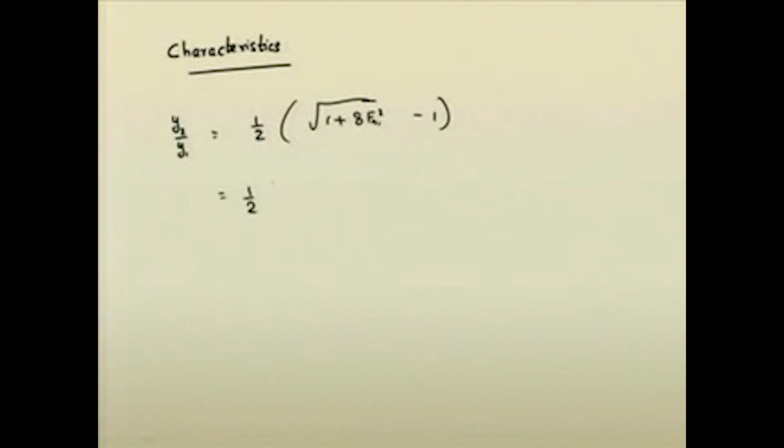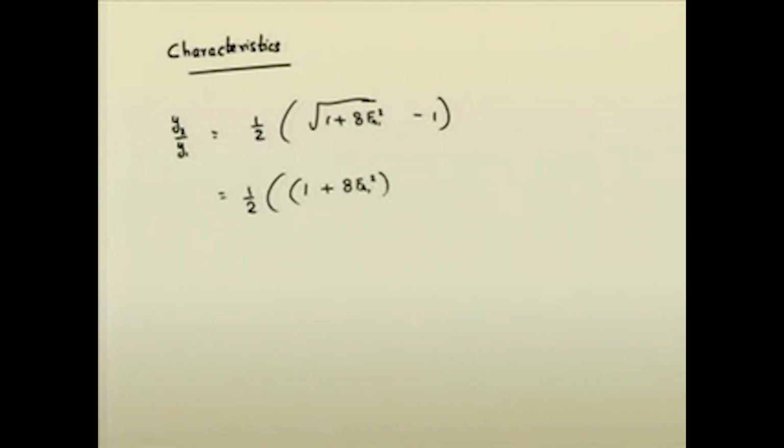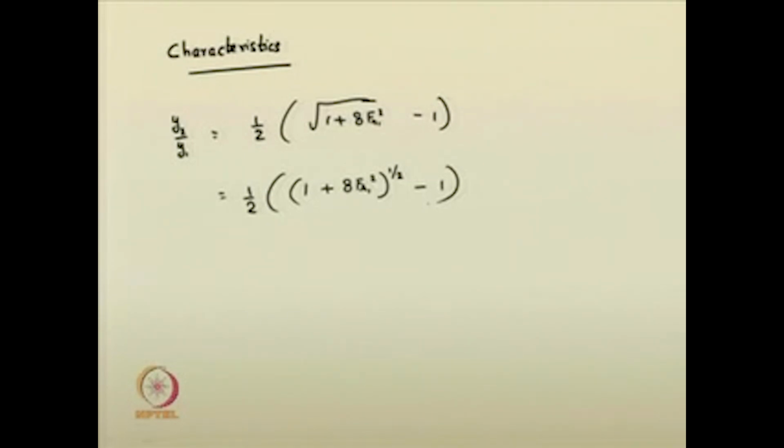This I can represent in another form, 8 Fr1 squared raised to half minus 1. Like this also I can write it. So, from this equation, if the pre-jump depth is given to you, you can easily identify what the post-jump depth is. There is no need to go and measure it. If you are aware of the type of flow, you can easily measure the quantities.